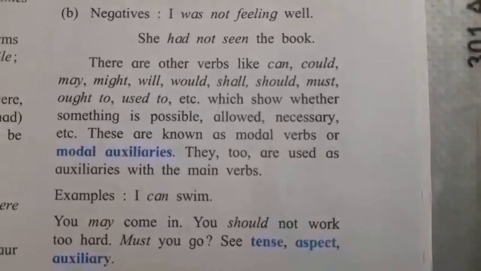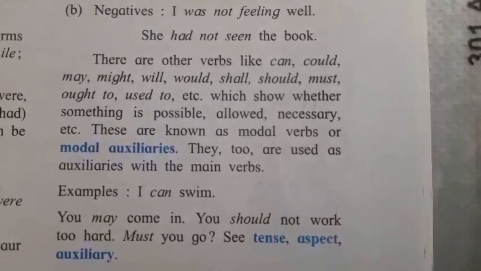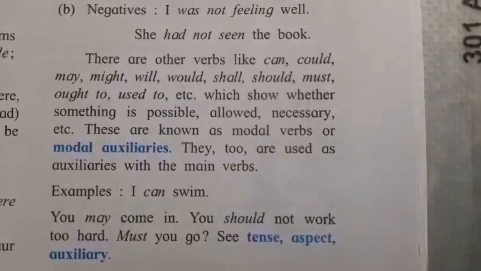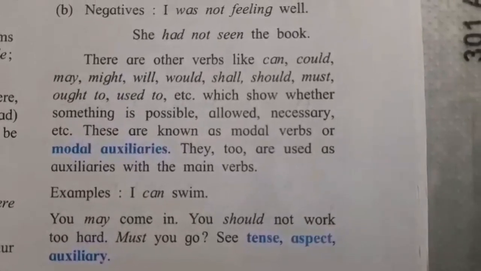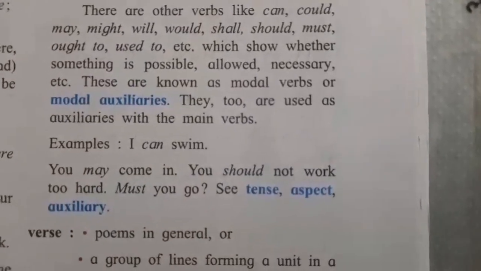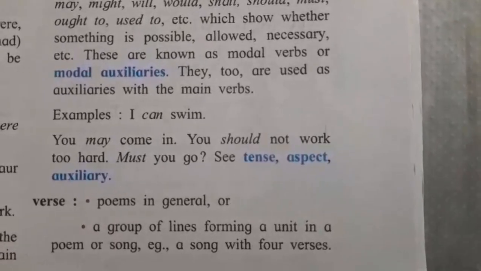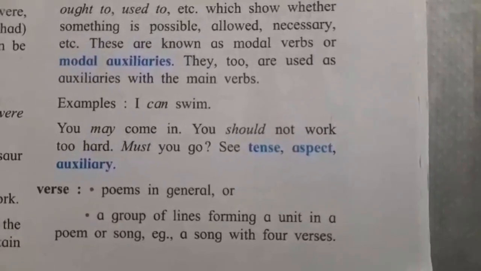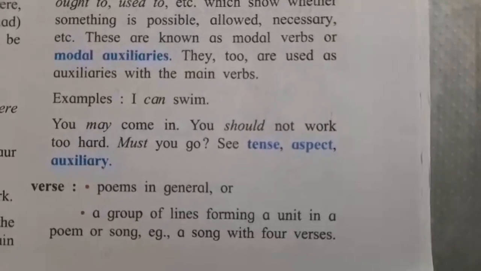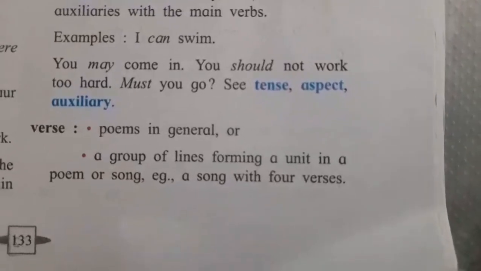There are other verbs like can, could, may, might, will, would, shall, should, must, ought to, used to, etc., which show whether something is possible, allowed, necessary, etc. These are known as modal verbs or modal auxiliaries. They too are used as auxiliaries with the main verbs. Examples: I can swim. You may come in. You should not work too hard. Must you go?